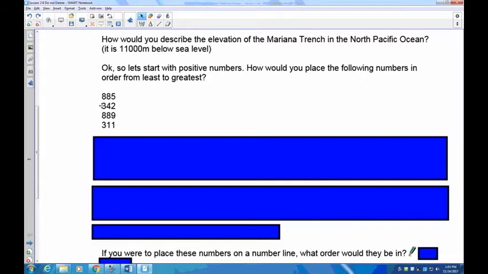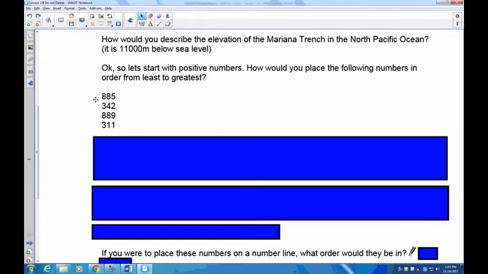Since there's 300 and 300, that's a tie. Now we move over to the tens place. This has 4 tens, and this has 1 ten. So this 4 represents 40, and this 1 represents 10. Since 40 is greater than 10, 311 is the smallest number, followed by 342.